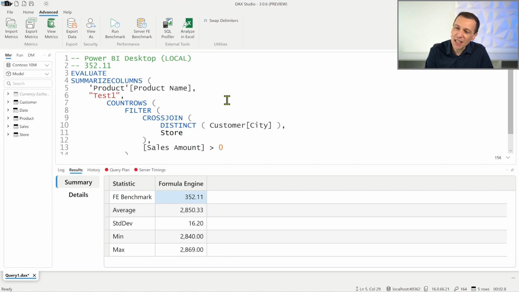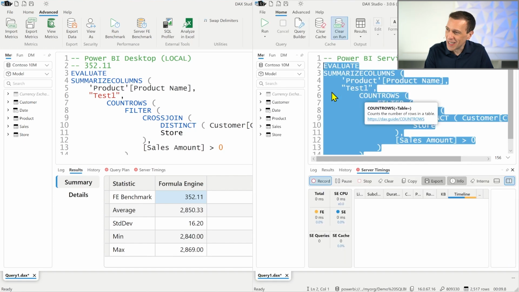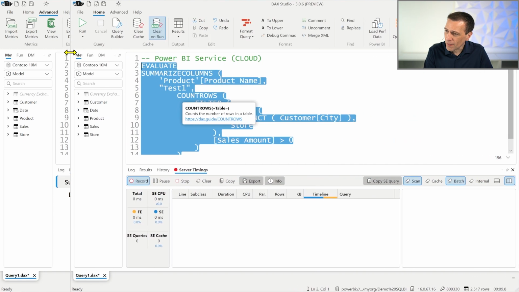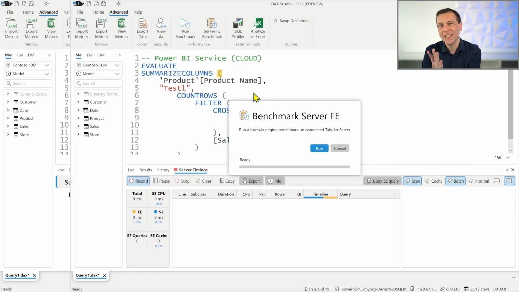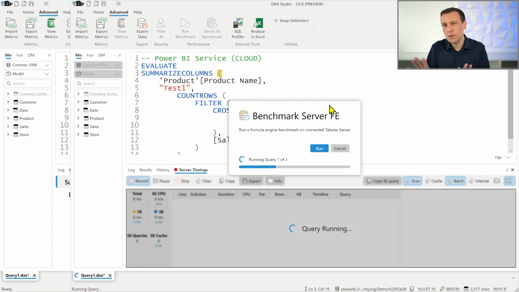But let's try to see what happens if I run the same benchmark on the Power BI service where I can deploy my model. So I open the other DAX Studio, and I run just the benchmark. You see that I prepared the query. That is a query that has more activities. I just want to run the benchmark now. So I want to measure what is the index, because I want to predict what could be the execution time of my original query in Power BI Desktop once I publish this query to the service.